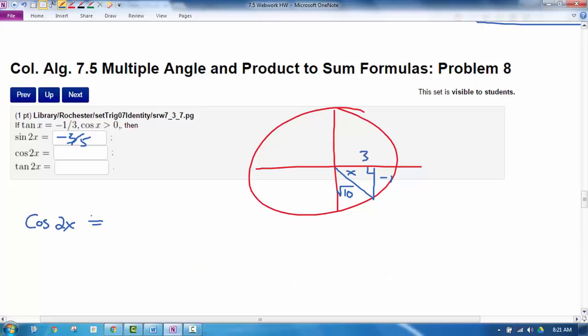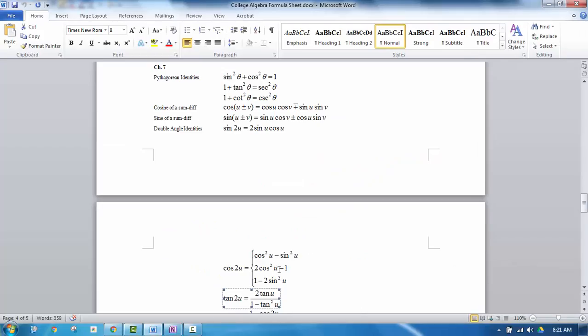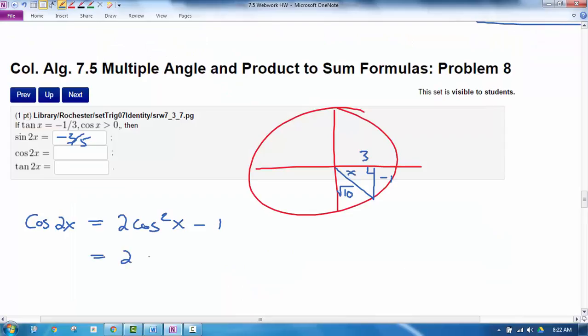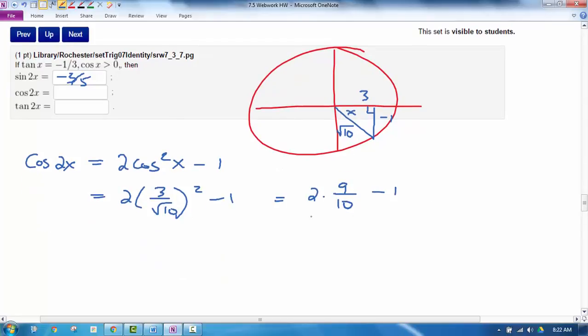Okay, next is cosine of 2x. We can use any one of these formulas we want. I'll do the middle one, which is right here. So we got 2, now cosine of x is adjacent over hypotenuse, so that's 3 over the square root of 10. I need to square that and then subtract 1. So that turns into 9 over 10 times 2 minus 1, so that's 18 over 10, minus 1, so I'll subtract 10 over 10, which gives me 8 over 10, or divide top and bottom by 2, and that's 4/5.